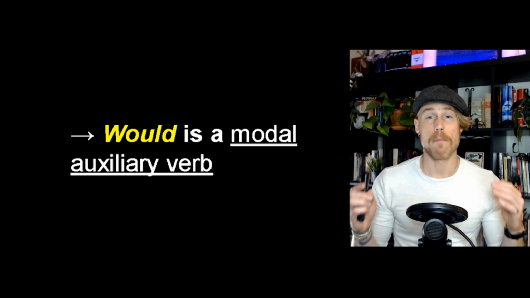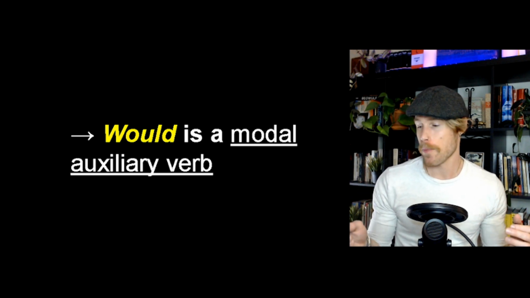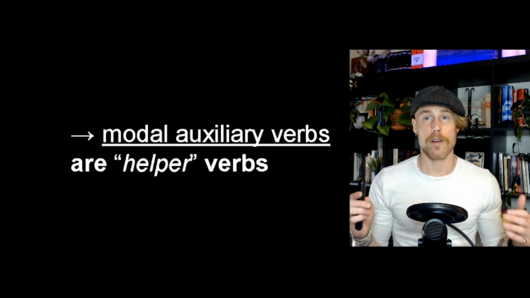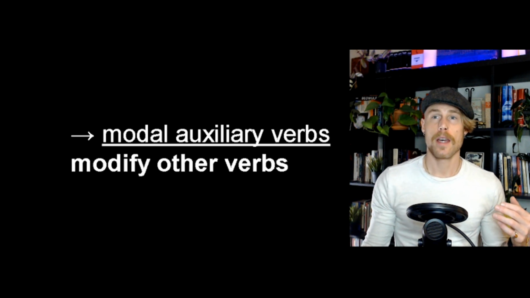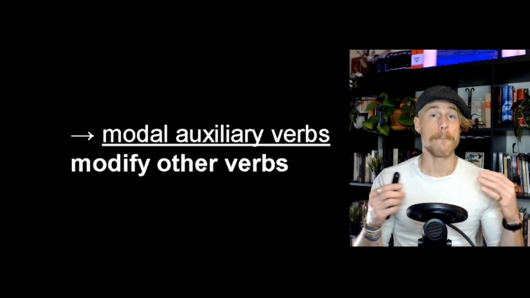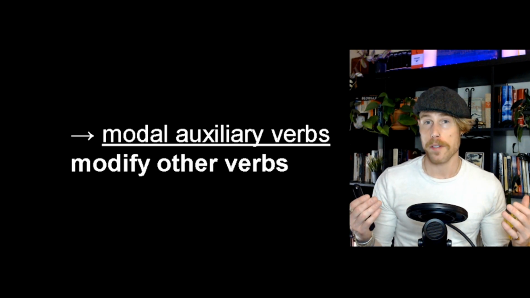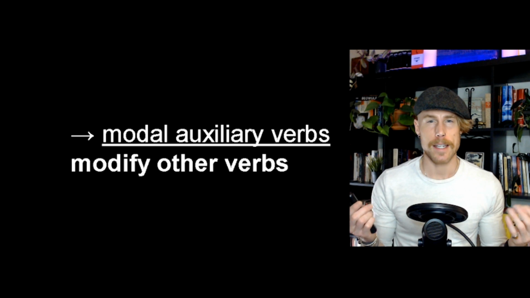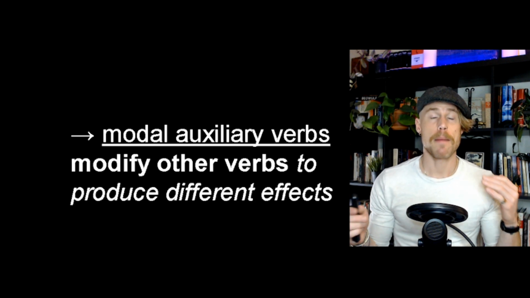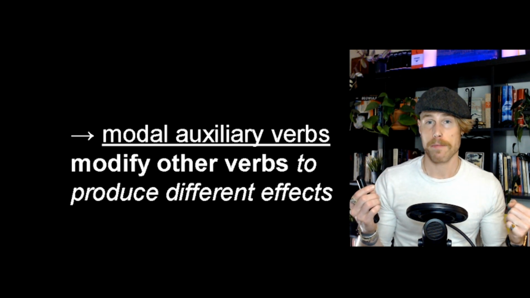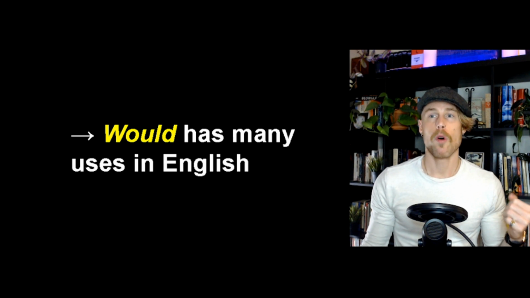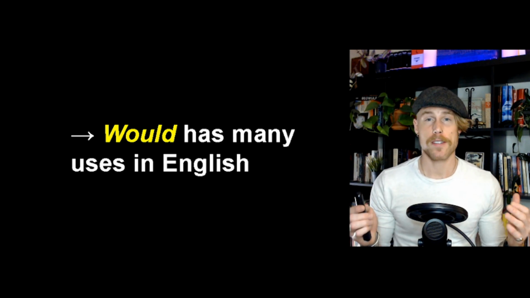Would is a modal auxiliary verb. Modal auxiliary verbs are helper verbs. Modal auxiliary verbs modify other verbs. What does this mean? It means they modify other verbs to produce different effects. Would has many uses in English. In this video, we will discuss 5.